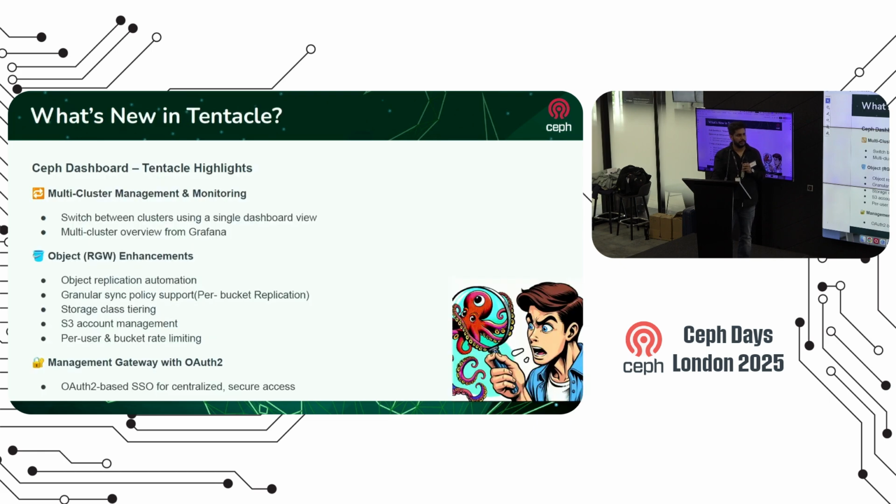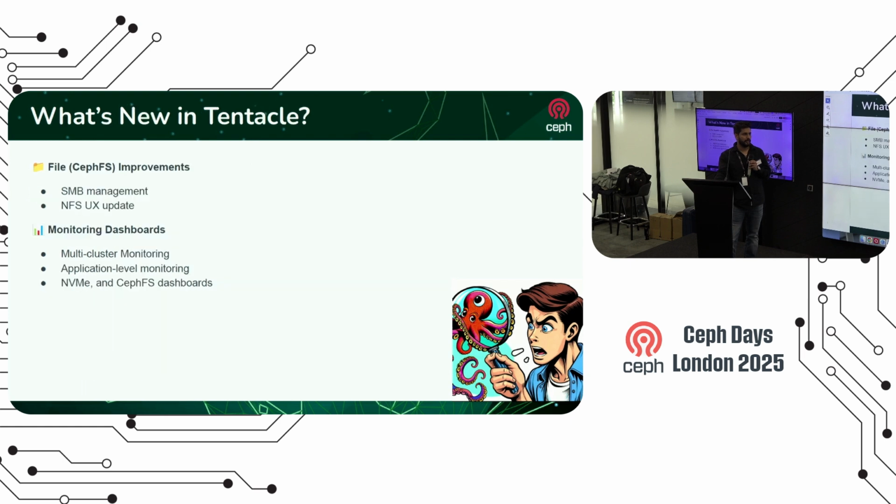Moving ahead, what's new with Tentacle? So we have multi-cluster. I think that would be a key feature for today. Then we have the object enhancements that we have done, which was our key focus area. Then we have the management gateway with OAuth 2. We will be discussing the security side of it. Then we have file improvements, and then we'll talk about the monitoring enhancements.